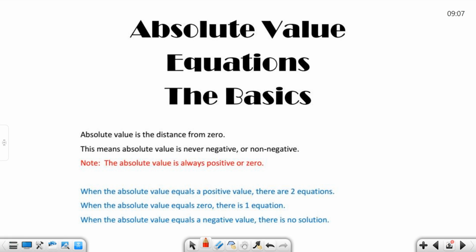So if you're given an absolute value equation and it's equal to a negative, you can just stop and say, hey, there's no answer. There's no need for me to work it. You need to recognize that from the beginning.